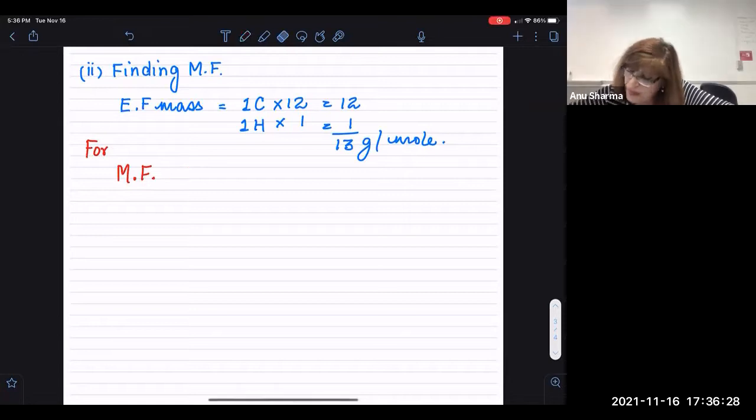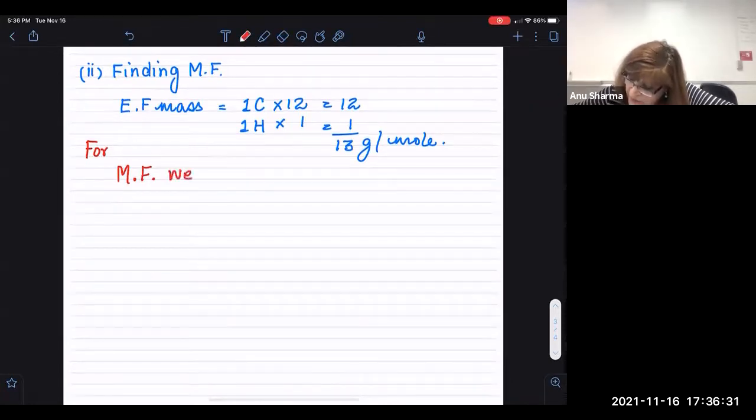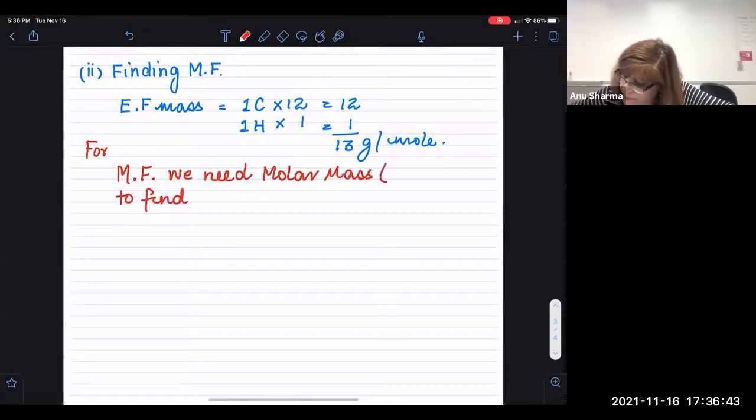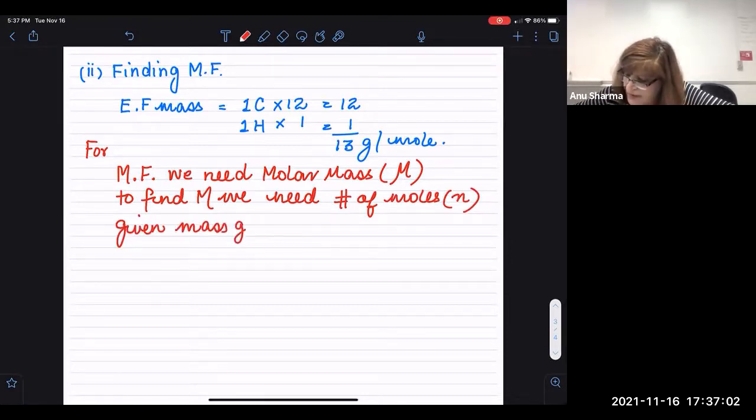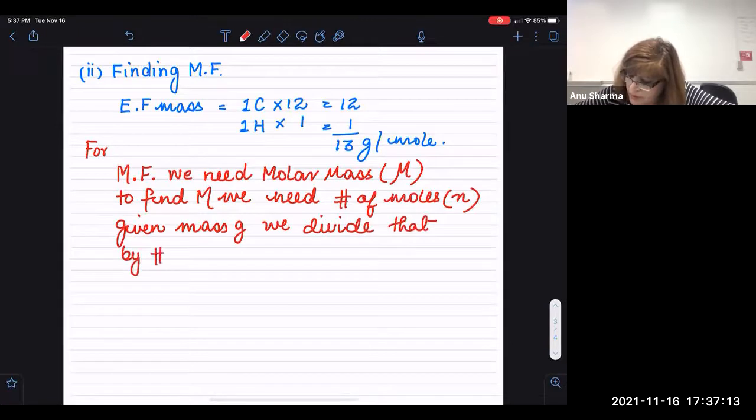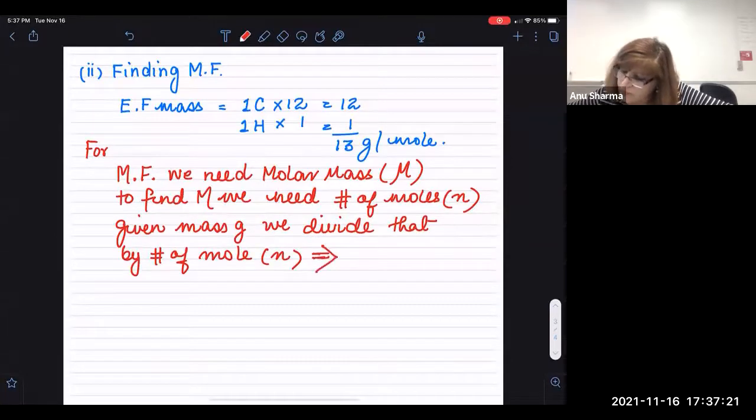Okay, so for the molecular formula, we need the molar mass, and to find the molar mass, we need the number of moles, that's N. So we are given the mass in grams, and then we divide that by the number of moles, that's N, and that gives us the molar mass.